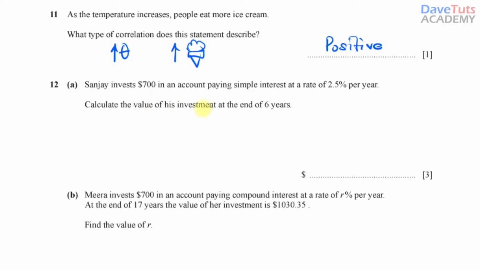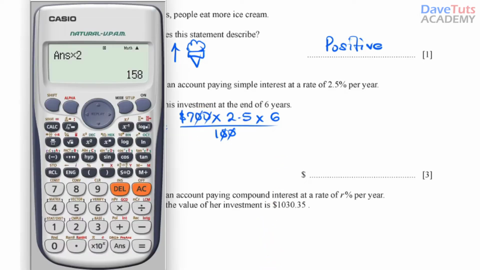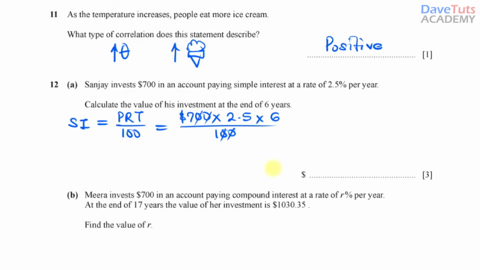For us to get the value of his investment, first we need to look at the simple interest, which is given as principal times rate times time over 100. The principal here was the original amount that he invested, which is $700. So we have $700 multiplied by the rate, 2.5, and then the time period is 6 years, over 100. So we can have these zeros cutting out. Our calculator will tell us 7 times 2.5 times 6. What's that going to give us? 105. So the simple interest that he had is $105.